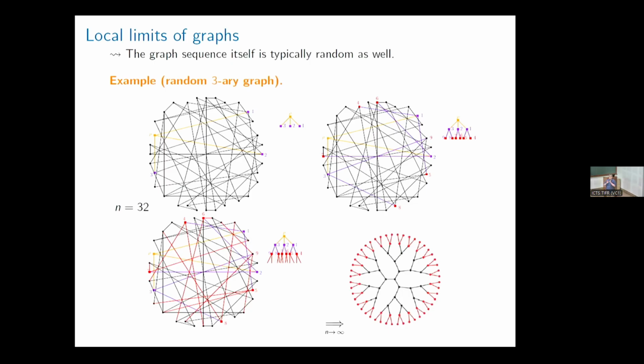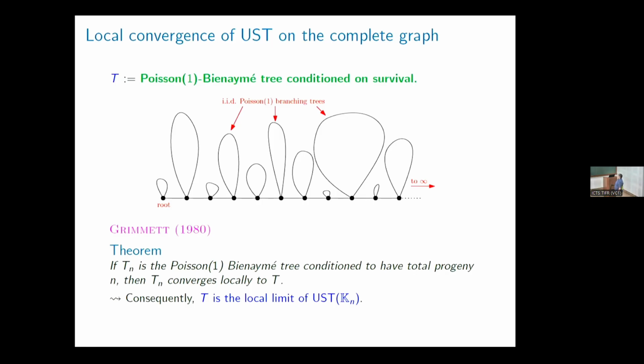But of course, if I let n tend to infinity, I will see this with a probability which goes down to 0. So therefore, for a finite ball of radius 1, 2, 3, 4, 5, you will see a 3-regular tree, and that means that also the local limit will be the infinite 3-regular tree. Okay, so we come, yeah, sure.